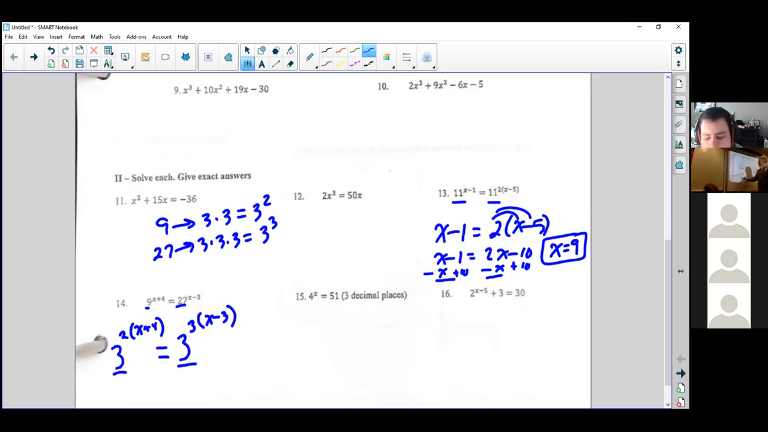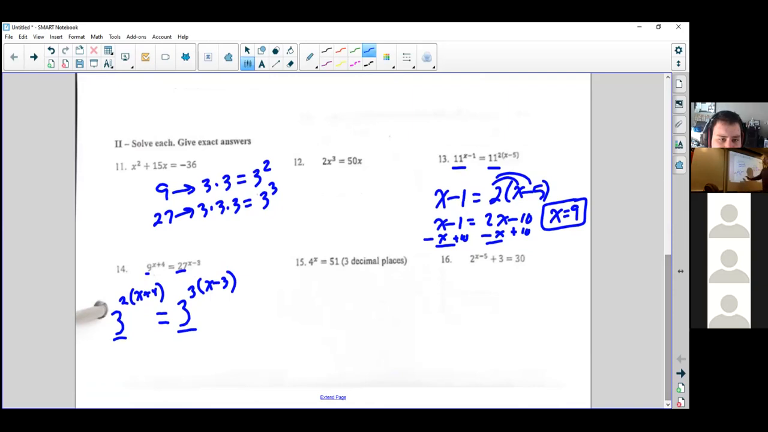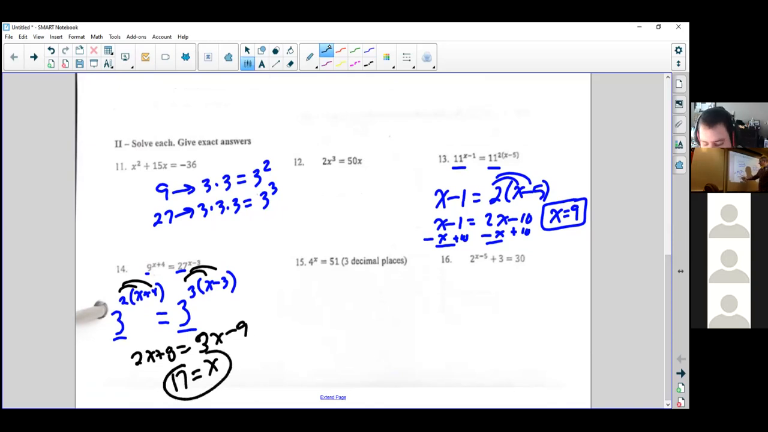Being these bases are the same, I'm going to set my exponents equal to each other. I distribute over here, so I get 2x plus 8 equals, and then distribute here, 3x minus 9. Subtract 2x from both sides. Add 9 to both sides, so x equals 17. So that's a simple way. The main thing to remember is I can break 9 and 27 down into base components so they can become the same.